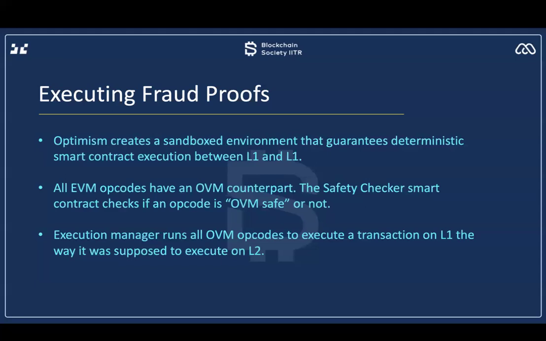And as I said, Optimism had to create their own infrastructure to make this happen. So they cannot use the EVM on its own, because if you call, let's say, the timestamp on the EVM, it's going to return the default timestamp, which is at that time. You do not want that. So you need to alter some of the EVM opcodes so that the fraud proofs can run. And for that, Optimism created an OVM. Whenever you run a smart contract on OVM, it checks that all of the opcodes are OVM safe or not, right?